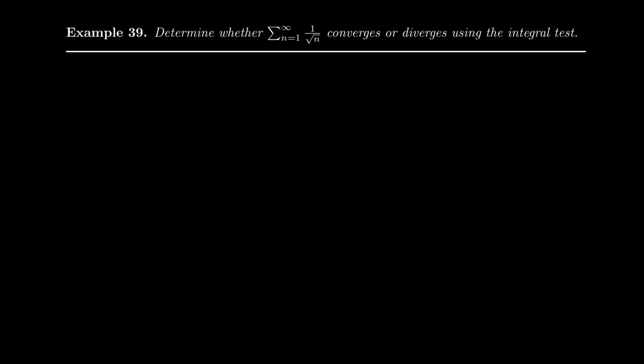Now, you're welcome to pause the video and give this one a shot if you want, by all means. I'll go ahead and tell you that this one diverges, because you end up at the end of this with the limit as b approaches infinity of 2 square root of b minus 2, which is clearly infinity. Therefore, the whole thing will diverge. You'll end up with that at the end if you want to do all the work on that.